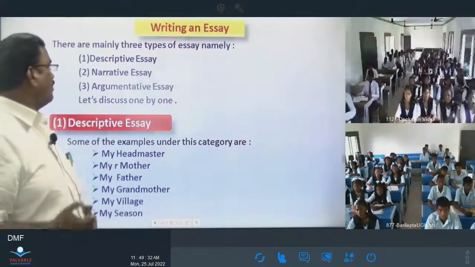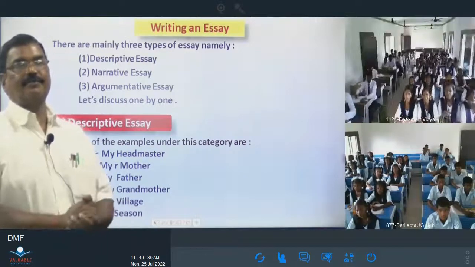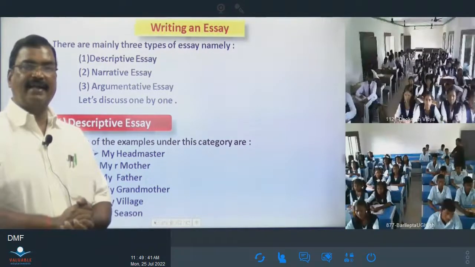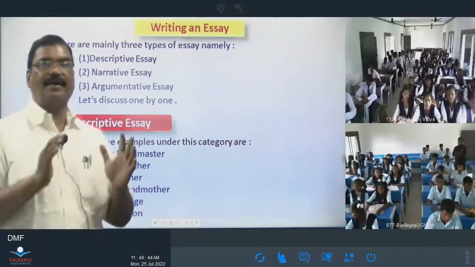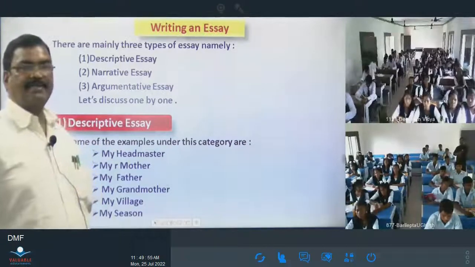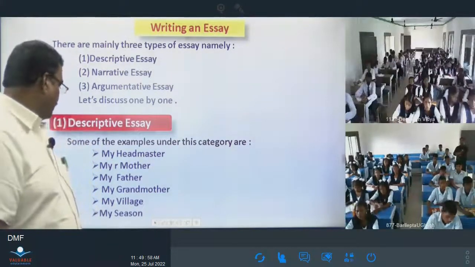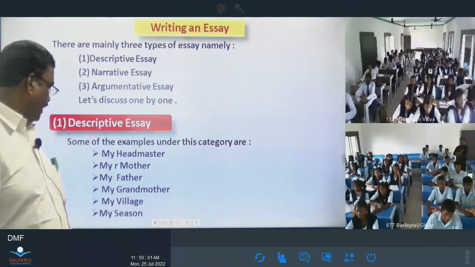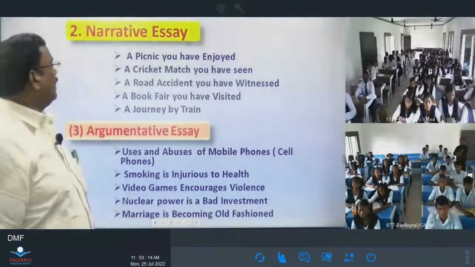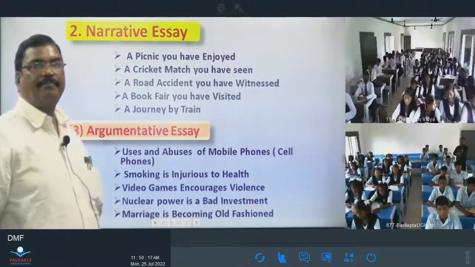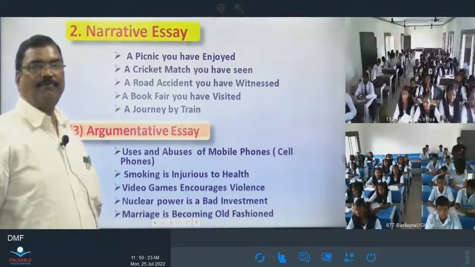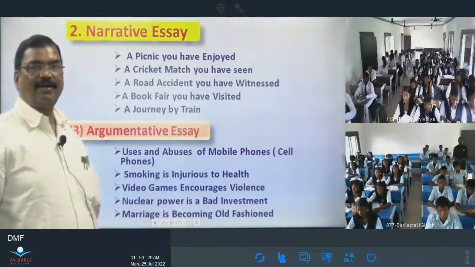There are mainly three types of essays in English. One is descriptive essay, one is narrative essay, and one is argumentative essay. If we see descriptive essay, here are some examples: my headmaster, my mother, my father, my grandmother, my village, my rainy season. Then under narrative essay: a picnic you have enjoyed, a cricket match you have seen, a road accident you have witnessed, a book fair you have visited, a journey by train.